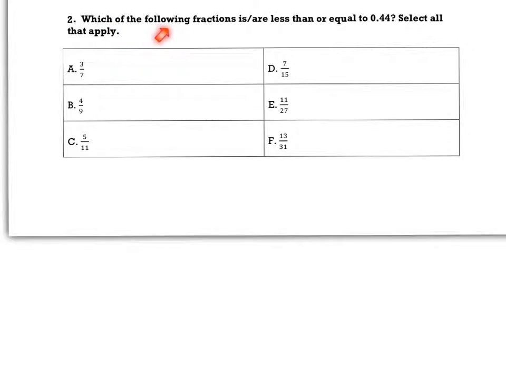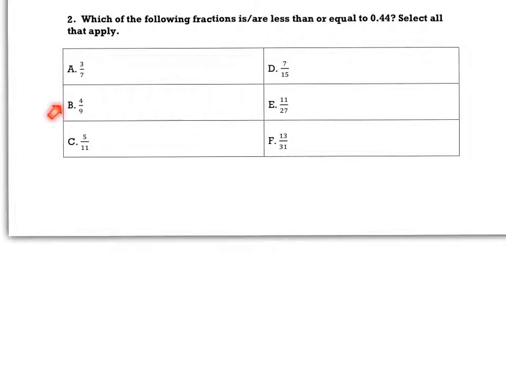Number 2, which of the following fractions is less than or equal to 0.44? Select all that apply. You have 6 choices here. Just like the last one, this is not just a one answer multiple choice. You will have to use long division to find each of these fractions as a decimal, and then compare to see which ones. Again, there will be more than one answer. So which ones are equal to or less than 0.44?